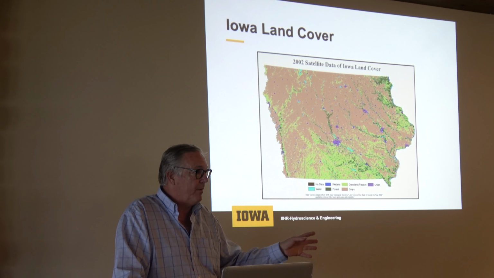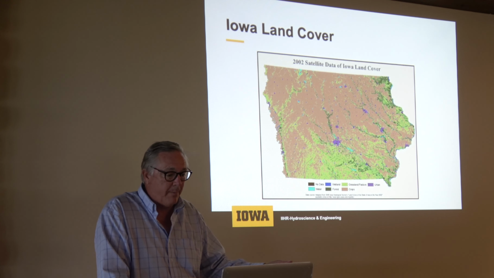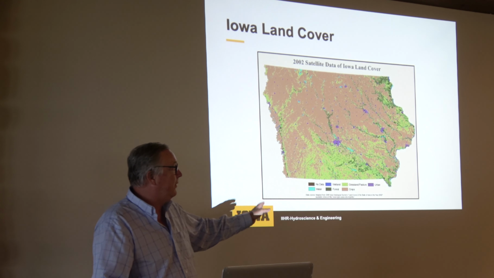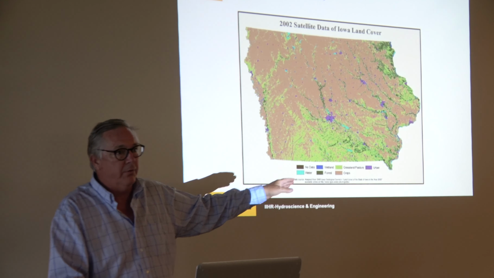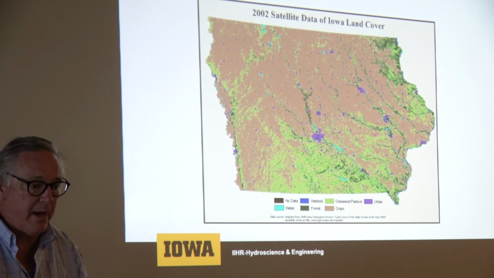About 70–75% of our land now is in crops, as you can see there in brown. We still have some pasture and some timber in central Iowa and then northeast Iowa primarily.